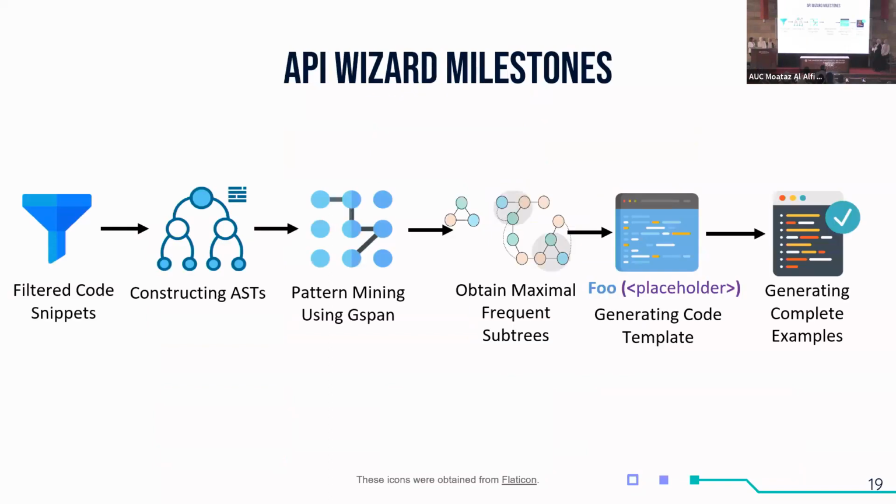Okay, so in more detail, the API Wizard takes a set of filtered code snippets as input, where each code snippet is represented as an AST. Then we find the common patterns between the different ASTs using the pattern mining tool GSpan. GSpan outputs the patterns that exist in at least 50% of the trees. And then we input those patterns. We remove from those patterns the subtrees that are part of larger trees in order to obtain the maximal frequent subtrees. Next, we generate an incomplete code template that contains placeholders that need to be filled in order to finally generate a complete code example.